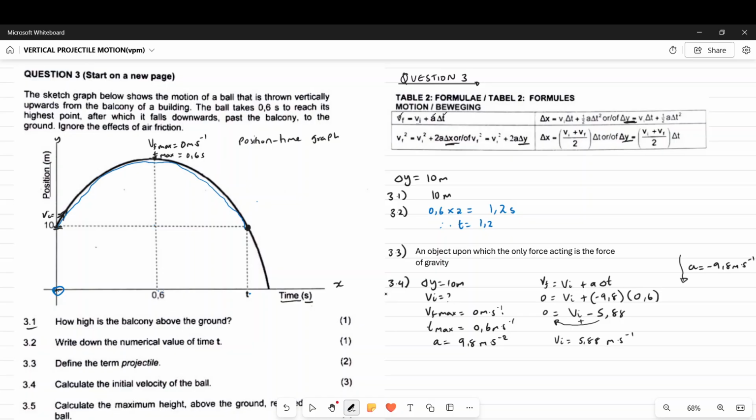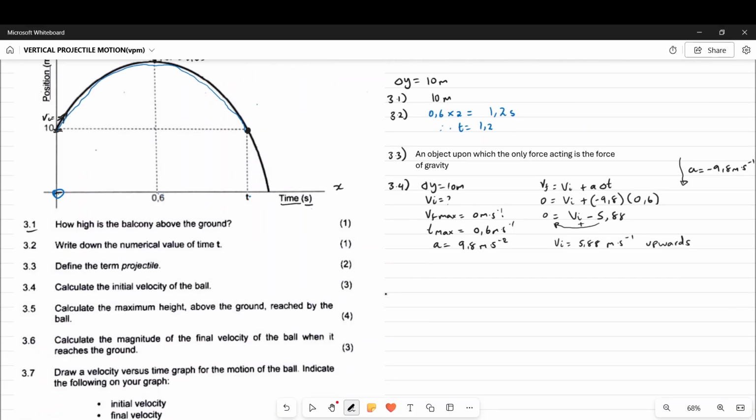And then you will have to include direction. So you're going to say 5,88 meters per second upwards, because you see upwards came out to be positive, right? Upwards, just like that. So that's how we answer now. So now let's have a look.